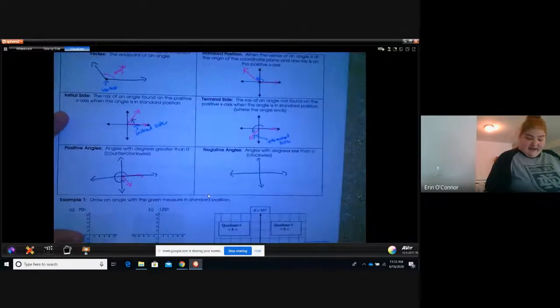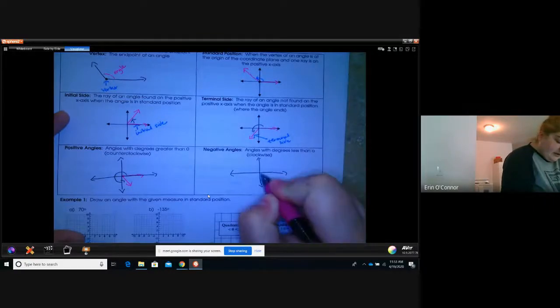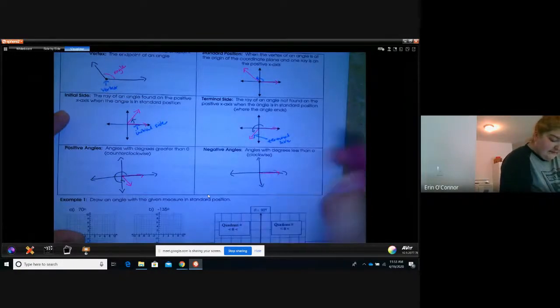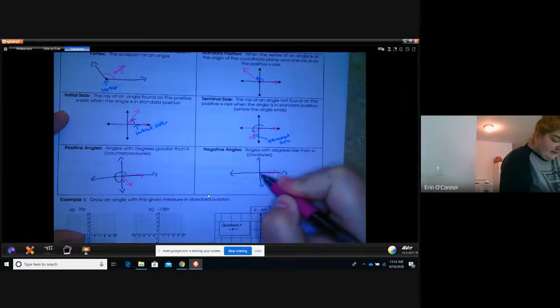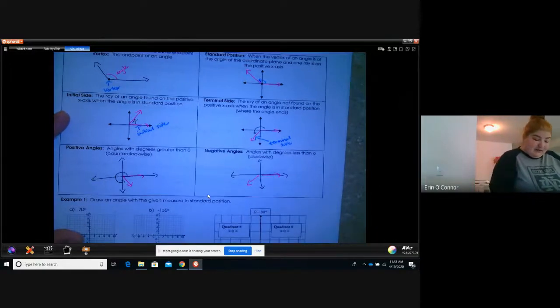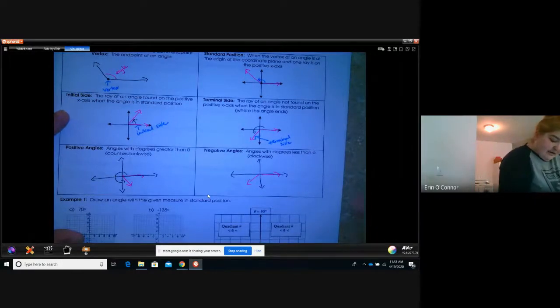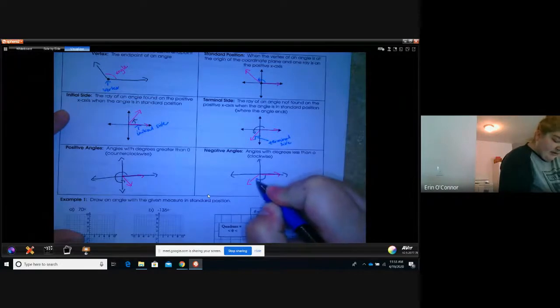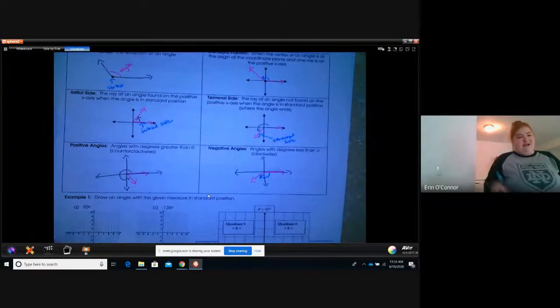Likewise, I can have negative angles. And negative angles are where I'm going to also have the same initial side. The terminal side can be wherever. So we're going to put it right here. But this time I'm going clockwise. So I'm going to start by going down and around. So if I start going down, that's negative.